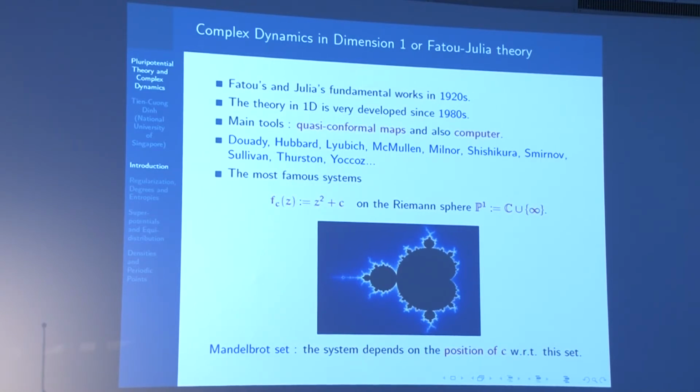And the most famous example is the quadratic polynomial, z² + c. In this picture, you have the Mandelbrot set, which is the moduli space for this family of dynamical systems. So the system depends on the position of c with respect to this Mandelbrot set. When you move from one component to another component, the dynamical system can change a lot.